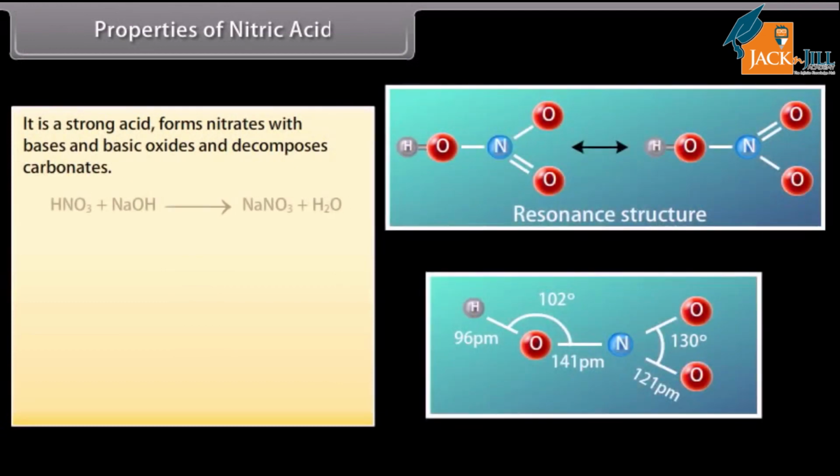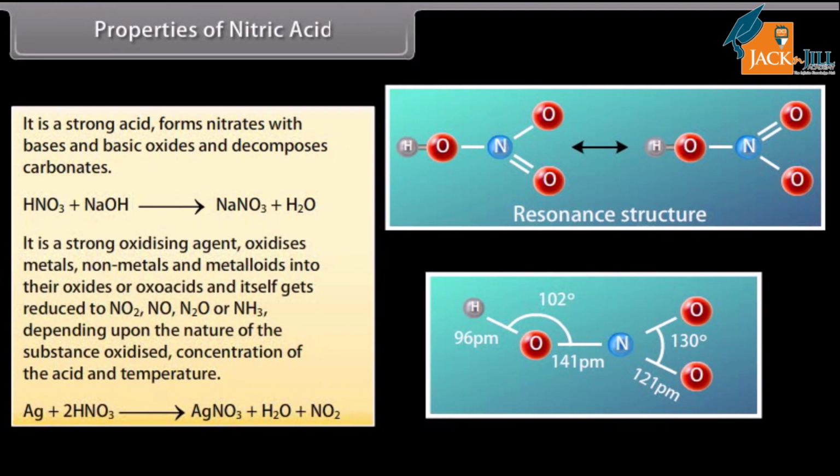It is a strong acid, forms nitrates with bases and basic oxides, and decomposes carbonates. It is a strong oxidizing agent, oxidizes metals, nonmetals and metalloids into their oxides or oxoacids, and itself gets reduced to NO2, NO, N2O or NH3 depending upon the nature of the substance oxidized, concentration of the acid and temperature.